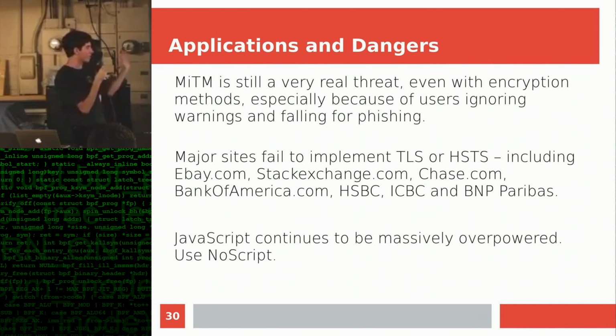And for example, these sites I had tested failed to implement TLS or HSTS properly. eBay, Stack Exchange, Chase.com, Bank of America, HSBC, several banks actually fail entirely to implement SSL properly. So if I was on a network and someone decided to do their banking, I could run that very first attack we ran and capture their banking information in plain text, which is very dangerous, and it is partially their fault and partially the fault of the protocols.